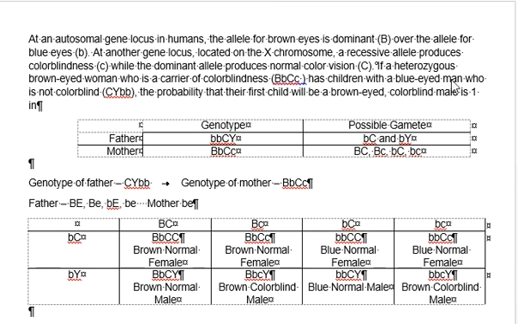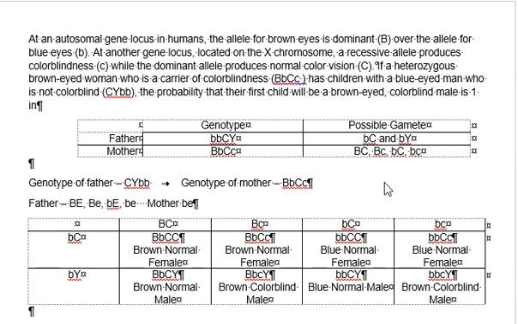And then she has children with a blue-eyed man who is not colorblind. Since a man only carries one X chromosome, you would only have one allele represented, and then the other allele would be shown as the Y chromosome, which doesn't carry the colorblind allele. So he would be CY. Blue is recessive, so homozygous recessive, little b, little b. So genotype for father, possible gametes for the father, genotype for mom, possible gametes.